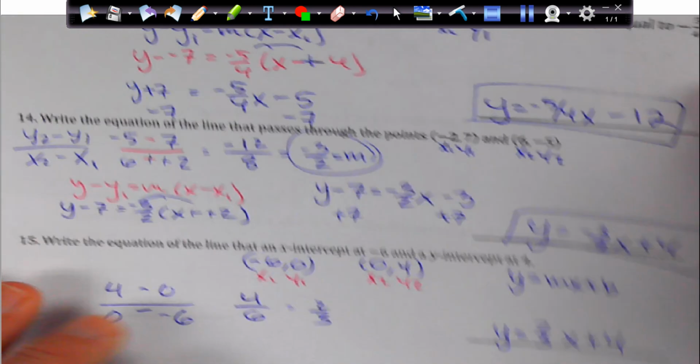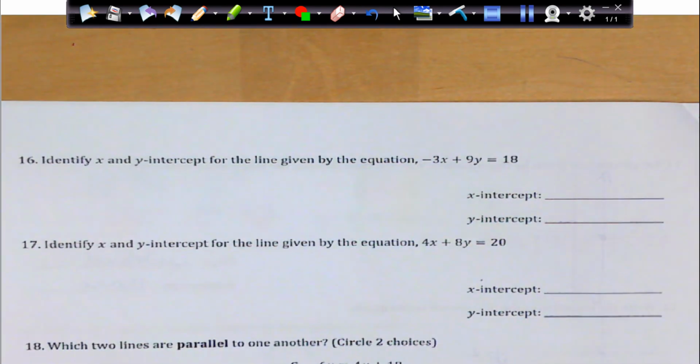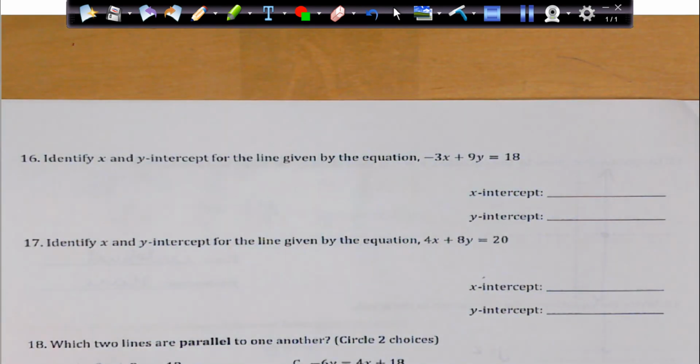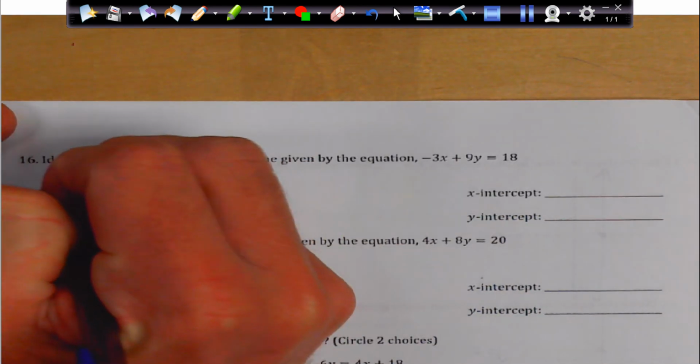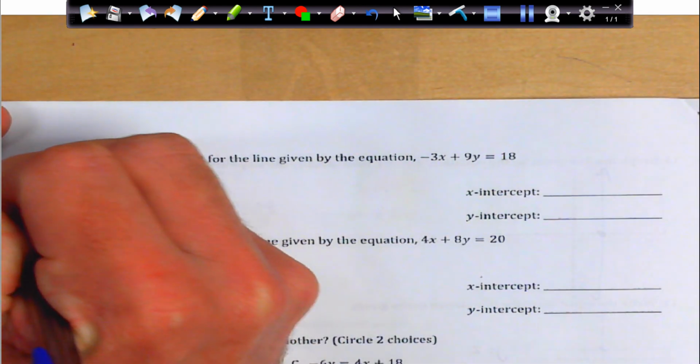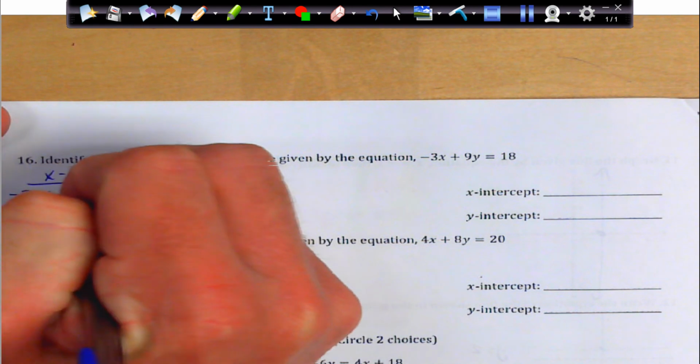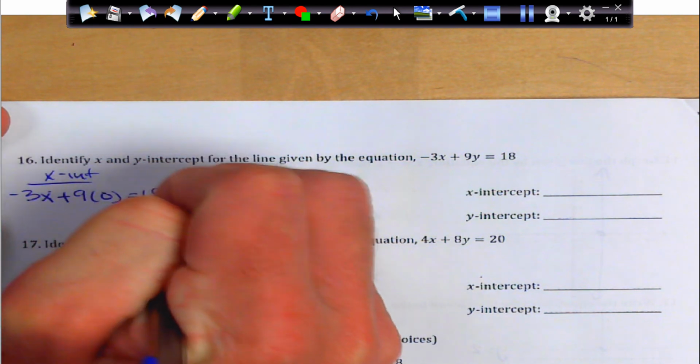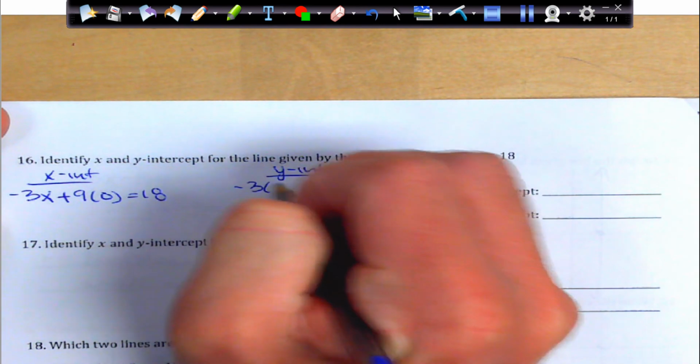Alright, moving on. Last page. Identify the x and the y-intercept for the line given by the equation. Well, again, remember, I just said this. The x-intercept has a 0 for the y. So when we find the x-intercept, I have the x, but the y is 0. And then for the y-intercept, I have my x is 0.